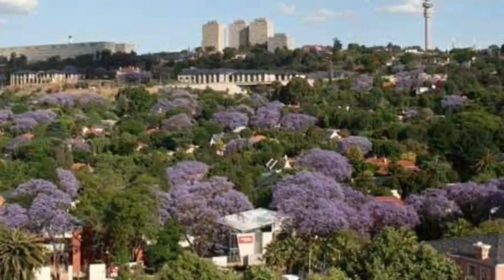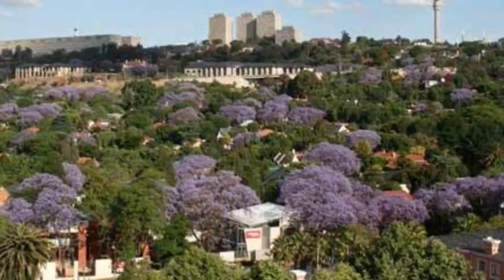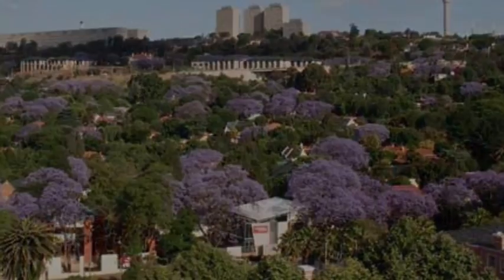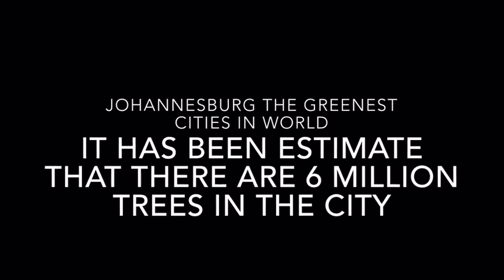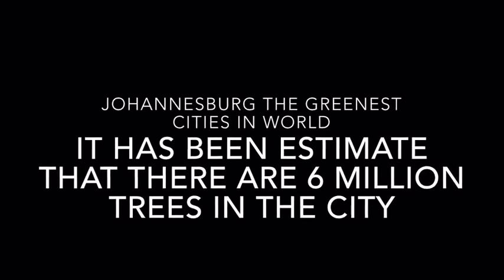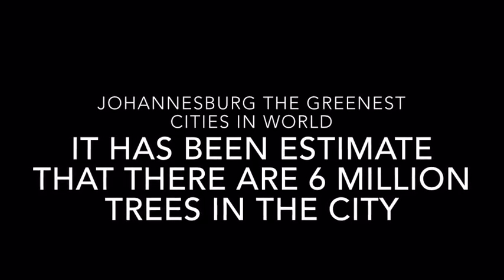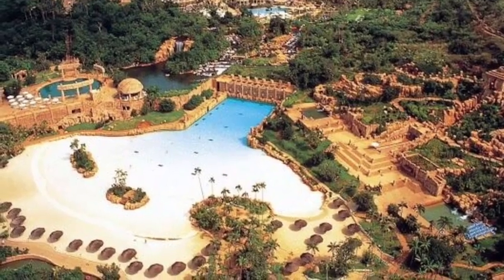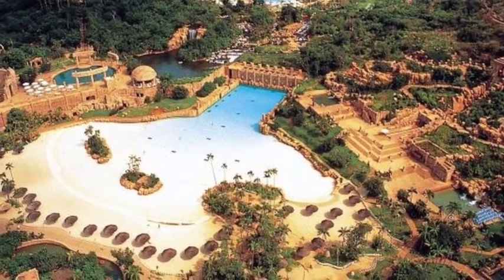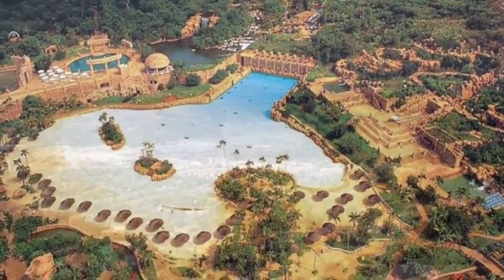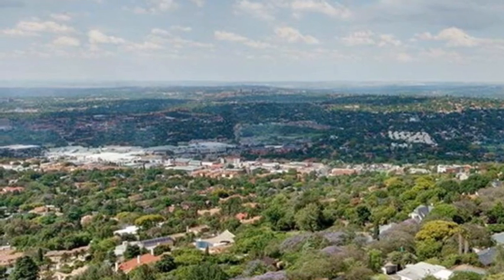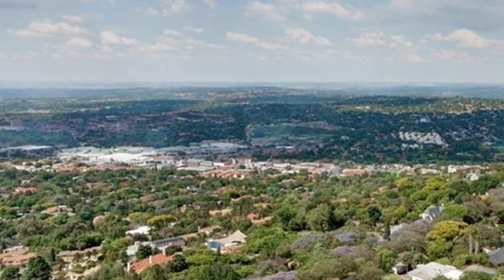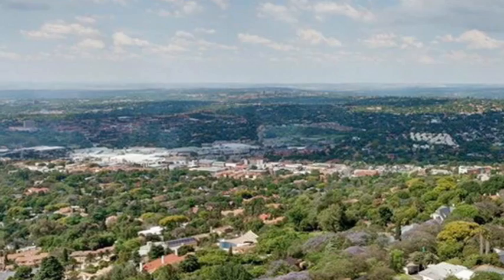There is a very good example of an urban forest in Johannesburg. Do you know that Johannesburg is one of the greenest cities in the world? It has been estimated that there are 6 million trees in the city, 1.2 million on pavements and sidewalks, and a further 4.8 million in private gardens. The parks and gardens in Johannesburg are maintained by Johannesburg City Parks and Zoo.